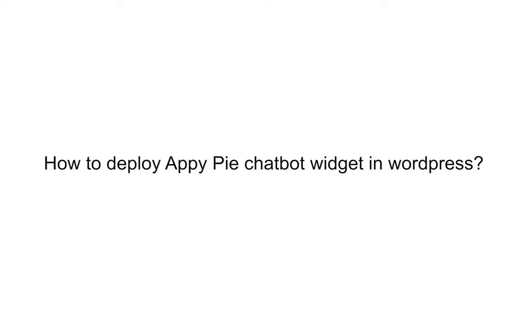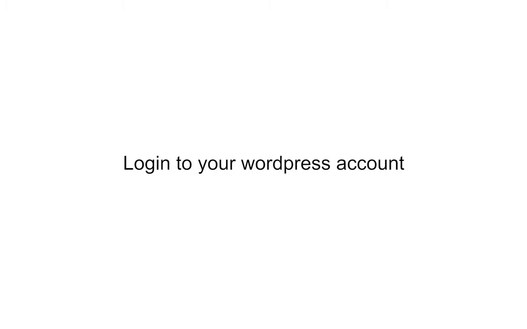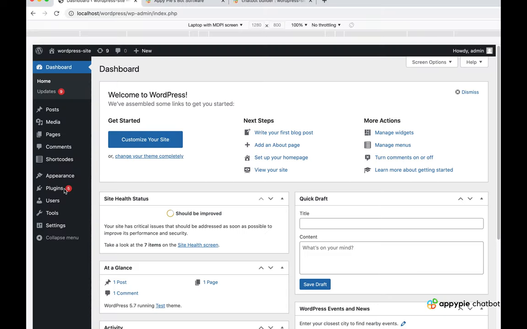Hello guys, in this video tutorial we will tell you how you can deploy Appy Pie's chatbot widget on your WordPress website. Log into your WordPress dashboard and then click on plugins and select add new from the options.